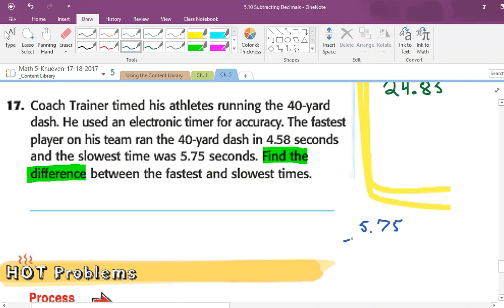So 5.75 minus 4.58. I can't take 8 from 5, so I have to borrow from the 7. That becomes a 6. Now that we have 15. 15 minus 8 is 7. 5 from 6, I can have 1. I bring down my decimal point. 4 from 5 is 1. So what is the difference? Find the difference between the fastest and slowest times. Well, it's 1.17 seconds.